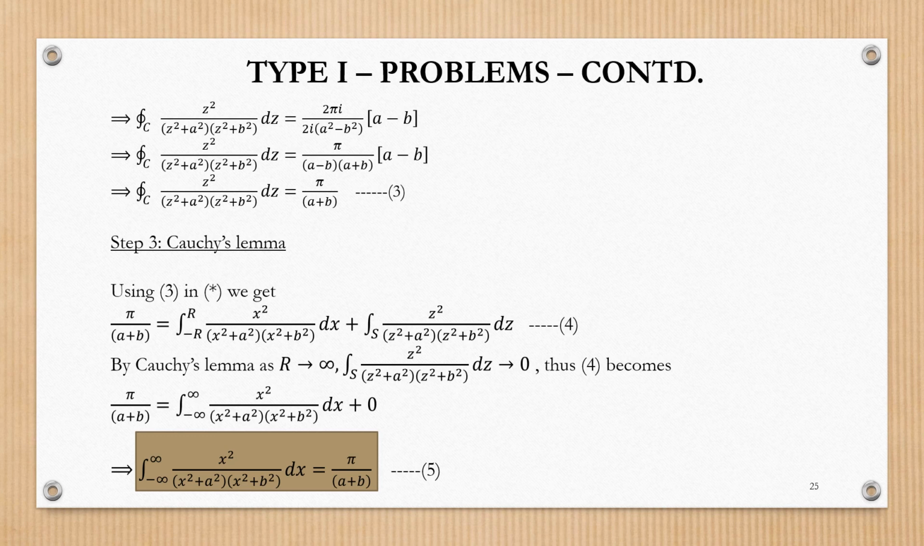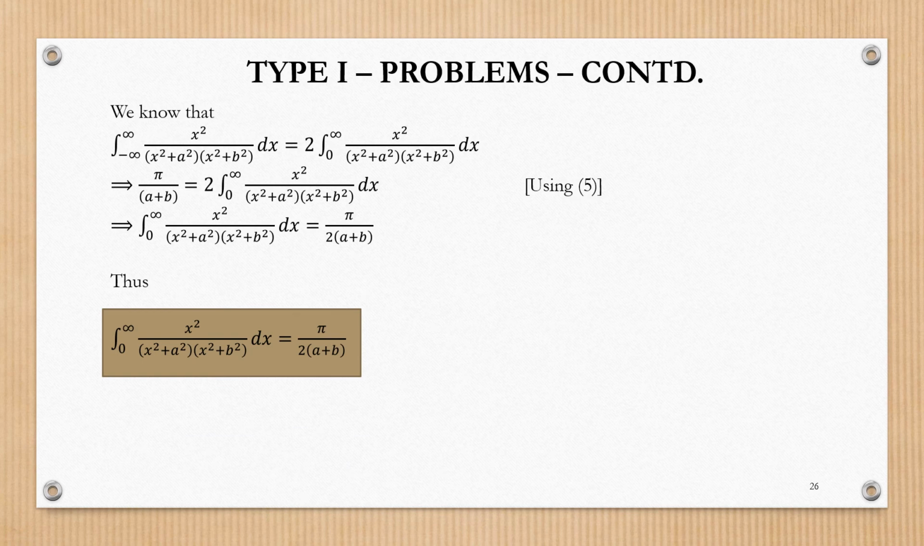Now by Cauchy's lemma, when r tends to infinity, the second integral on the right hand side tends to 0, and therefore 4 can be rewritten as pi divided by a plus b equals the integral from minus infinity to infinity of x square divided by x square plus a square into x square plus b square dx plus 0, which I have rewritten as equation 5 by putting the integral on the left hand side and the value on the right hand side. Remember that the original problem does not have limits minus infinity to infinity, but 0 to infinity. So we further proceed in slide number 26 to solve the original problem.